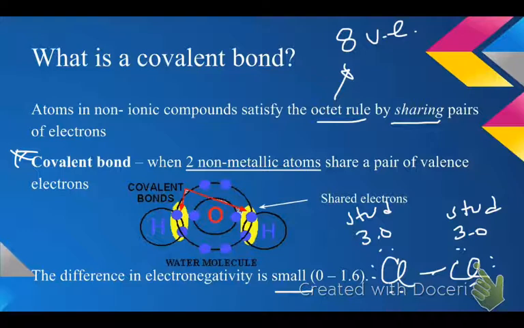You can also look for, right here it says, when 2 non-metallic atoms share a pair, and I'm going to say or pairs, a pair or pairs of valence electrons. So here we have water, H2O, and you notice that right here, where it's shaded in yellow, is a shared pair of electrons. So we would call that a single covalent bond. 1 pair equals 1 bond. So that's a single bond between O and H and a single bond between O and H. So that's a covalent bond.